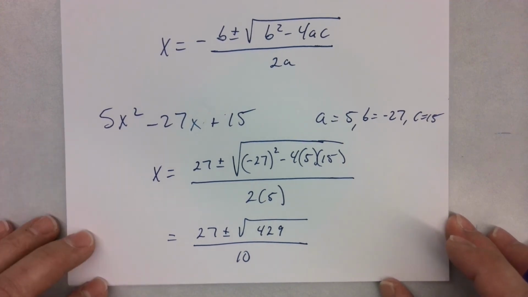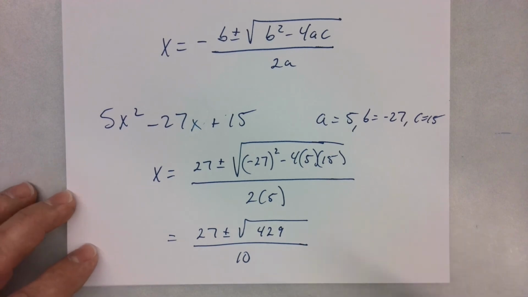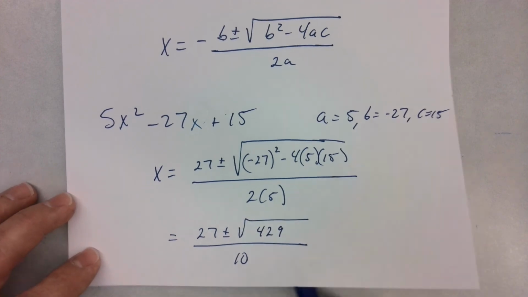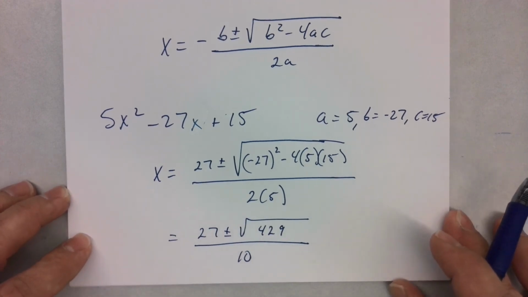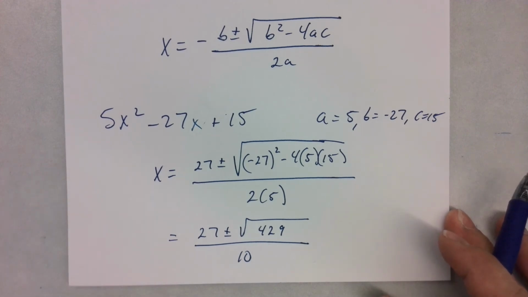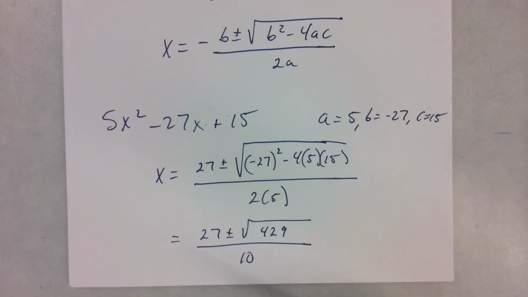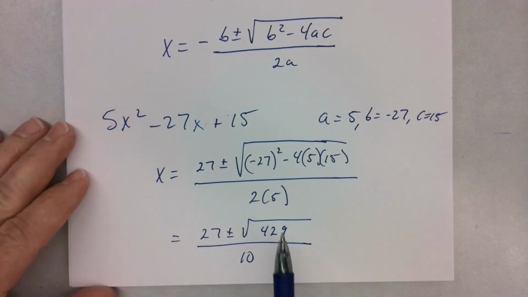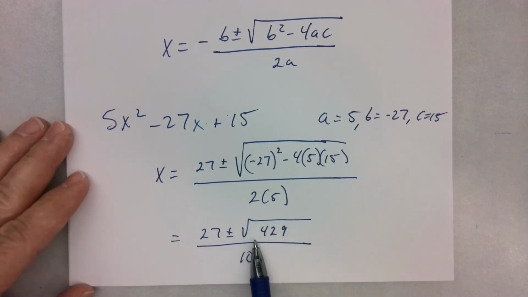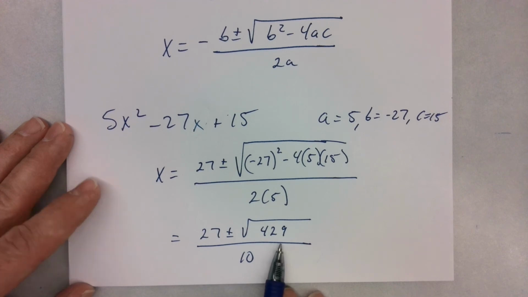Okay? Now, when I get to here, this represents 2 answers. Now, before I can go to my final answer, and I would probably leave it like this because I'm lazy, what do I want to try and do with this 429? I want to pull stuff out of the square root. Can I factor 429? Yes.